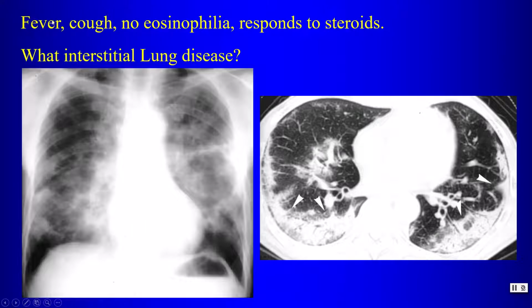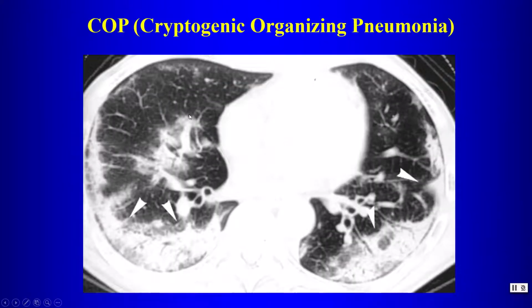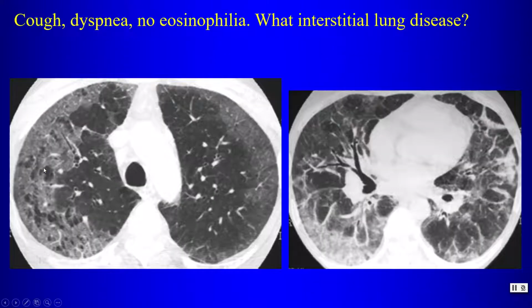Well, if I tell you this patient has fever, cough, no eosinophilia, but this disease responds well to steroids, what interstitial lung disease is associated with peripheral consolidations? And there the answer is cryptogenic organizing pneumonia, or COP. So you might be the first one to suggest this diagnosis when you notice that the opacities are peripheral in distribution as illustrated here.